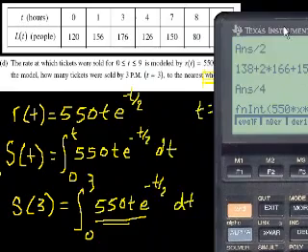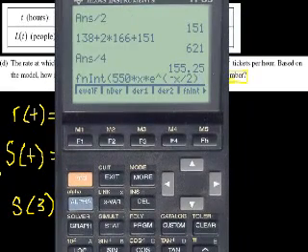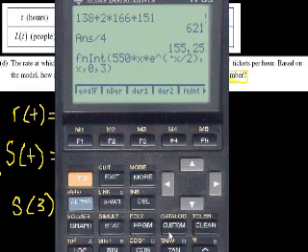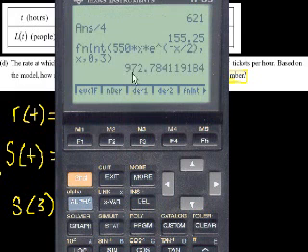I think that's the whole function, right? That's the whole function. And my independent variable is x. I just swapped t for x there. And I'm taking the integral from 0 to 3. Click enter, let the calculator do the work. This would have taken you quite a while if you had to actually do the integral yourself.